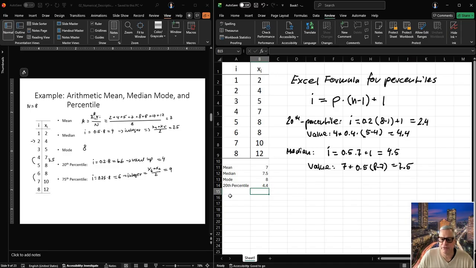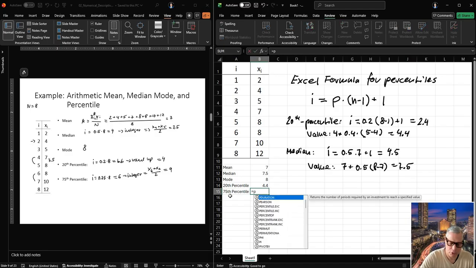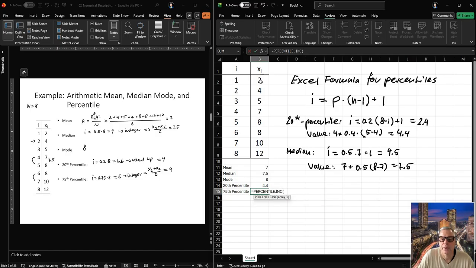Okay, let's do the 75th percentile. Again, we use the formula PERCENTILE.INC. We read in the array, and now we just say 0.75. Okay, so now we get 8.5, whereas with the simple textbook method we just got a 9. So let's double check what Excel did using this formula here.